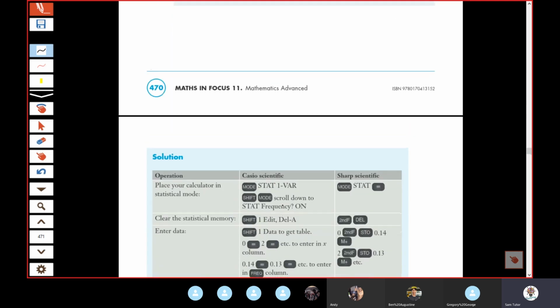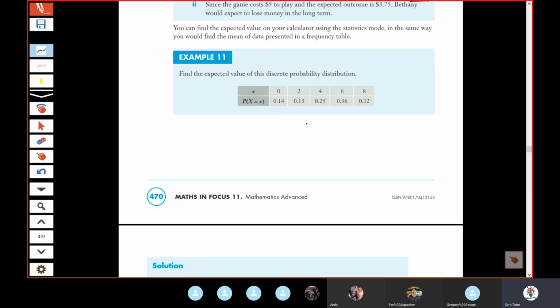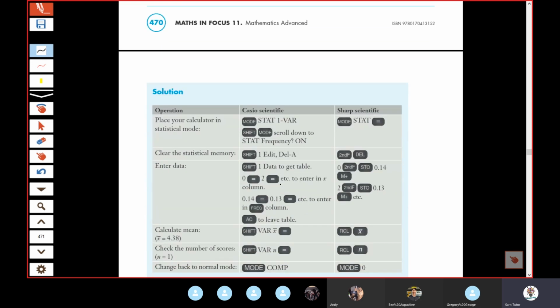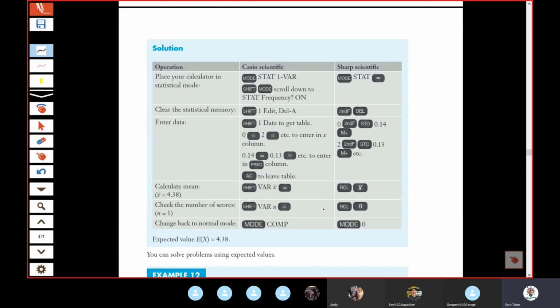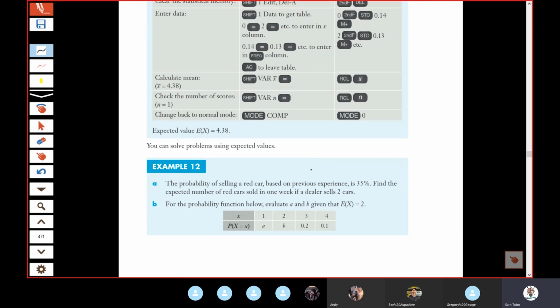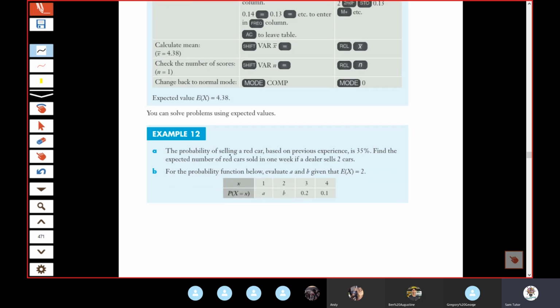No, I'd rather you guys just do it mathematically. I mean, I could show it to you. It's pretty straightforward using the calculator, but I don't want to. I feel like it's better for you guys to just know it that way, especially doing the extension questions. You can solve problems using expected values. Thank you for telling us that.